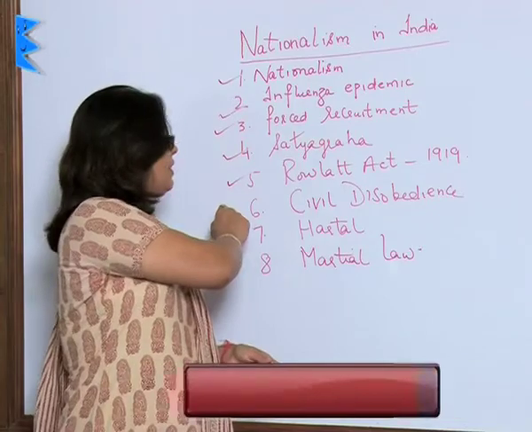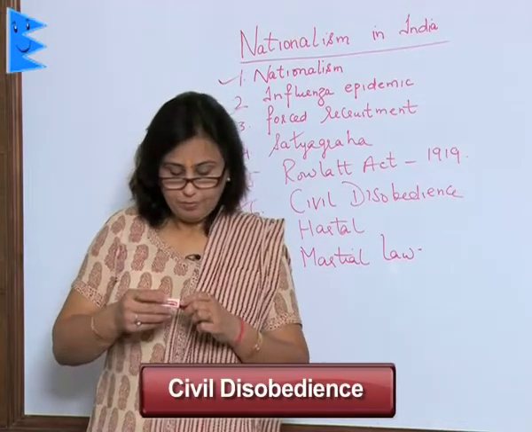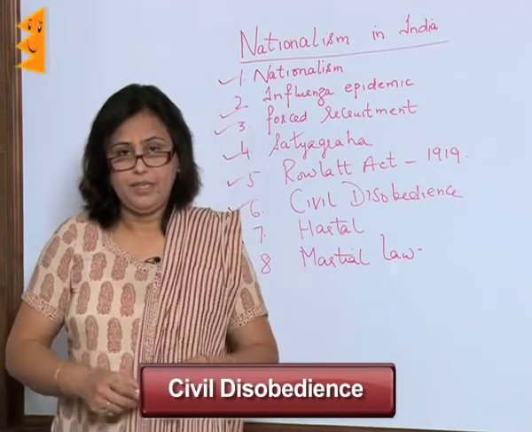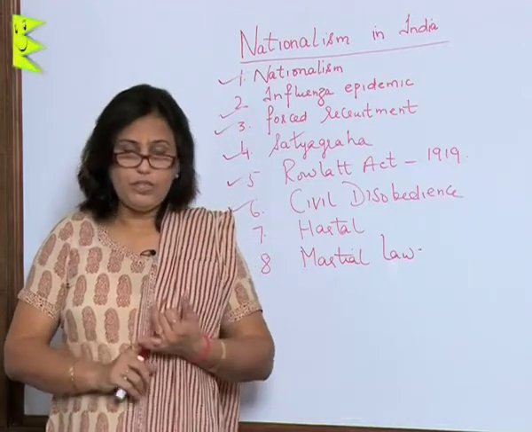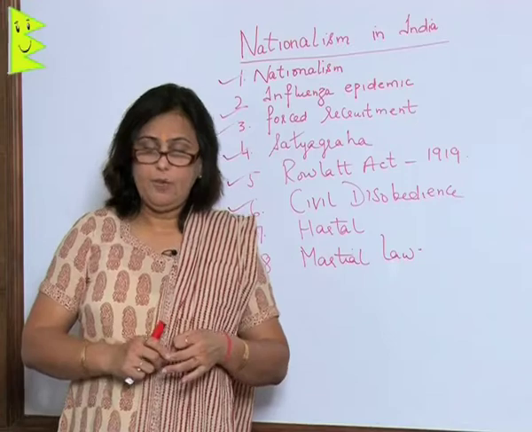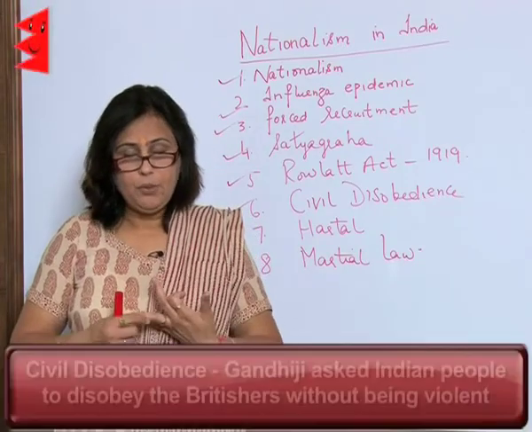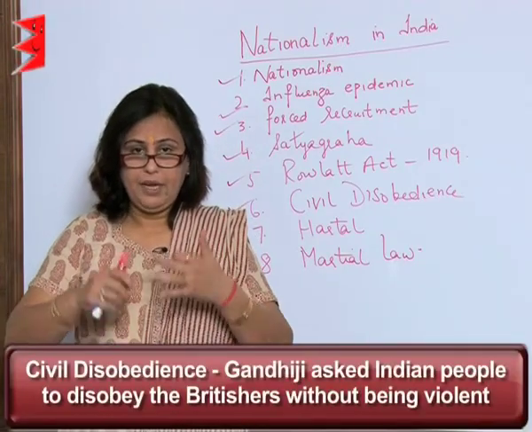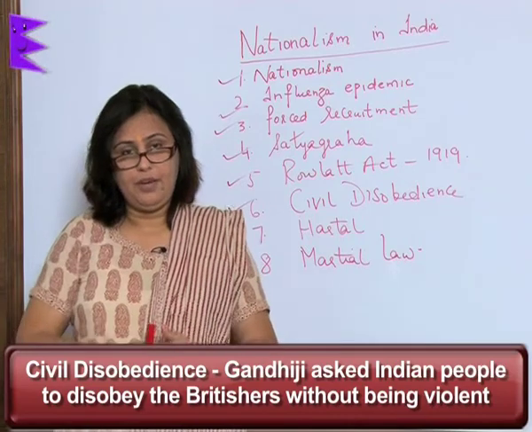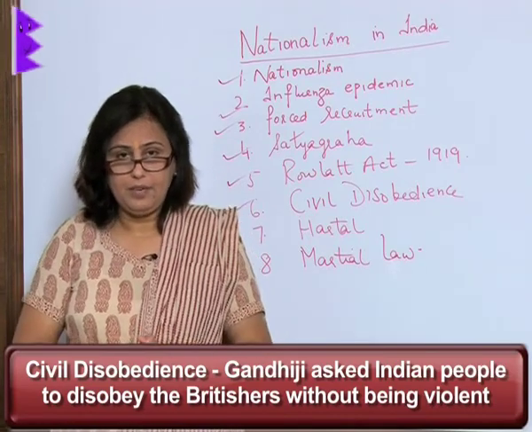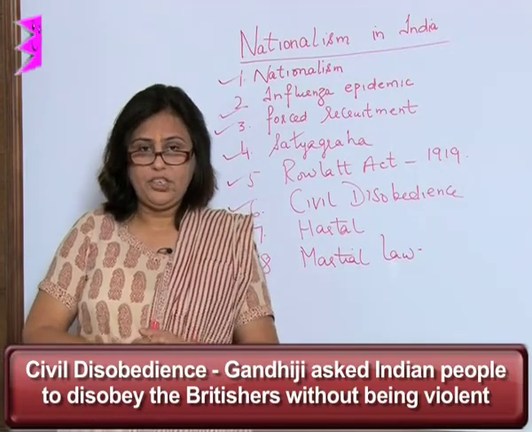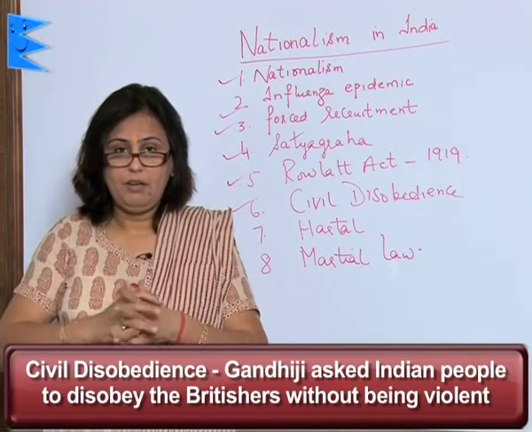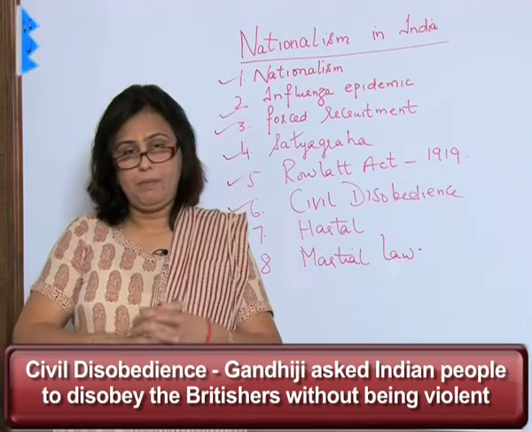Next is civil disobedience. Civil disobedience was the second mass movement of Gandhi. First was non-cooperation and the third was quit India. Civil disobedience movement meant when he urged the Indian people, when he asked the Indian people to disobey the British Raj in a very, very peaceful manner.